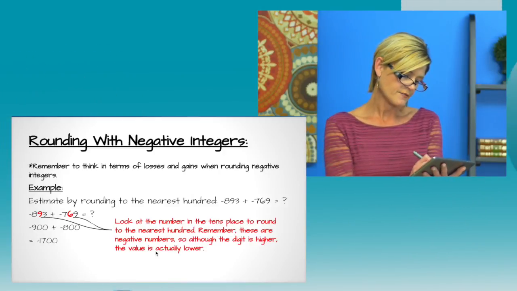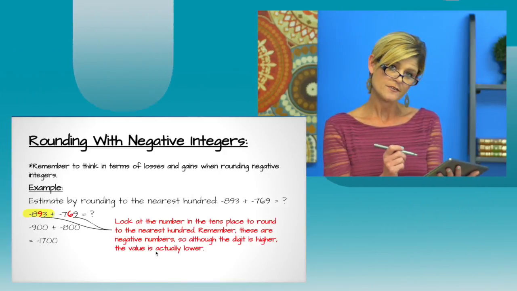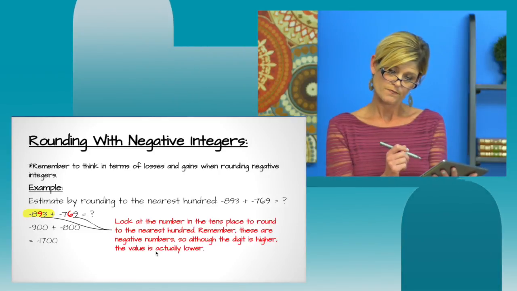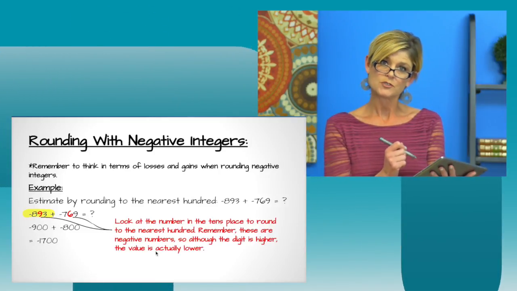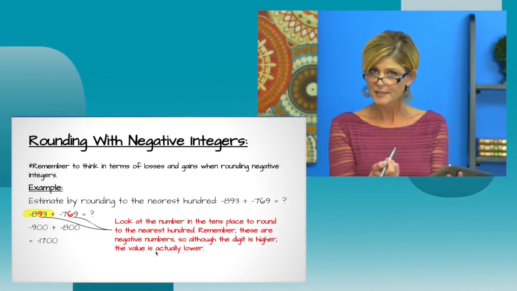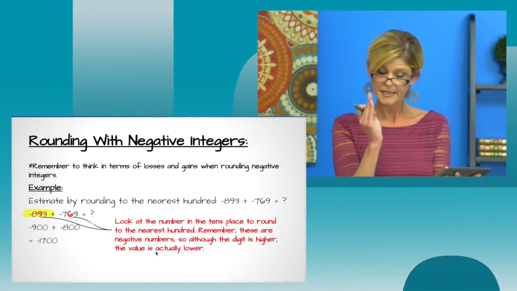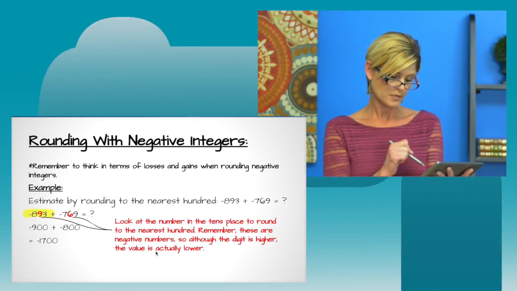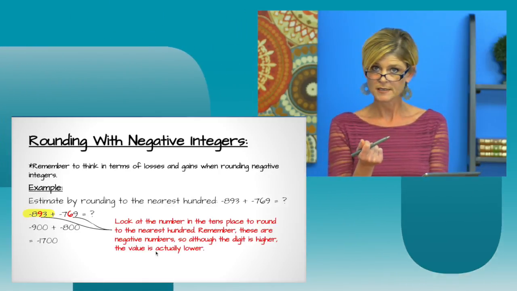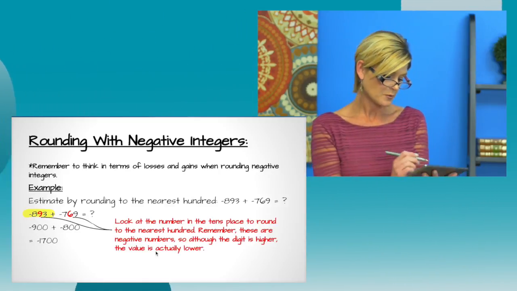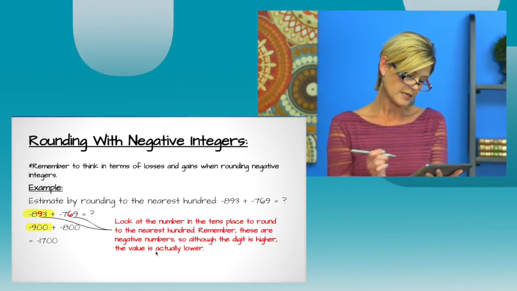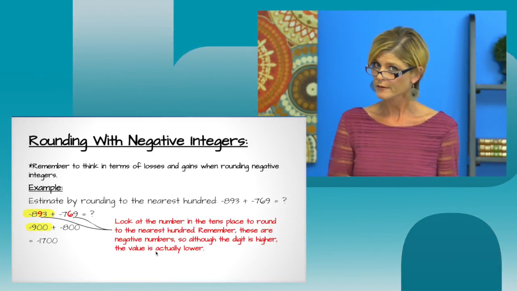Let me give you an example of what I'm talking about. If I have this number here, negative 893, and I'm being asked to round it to the nearest hundred. Again, I'm going to look at the number that is to the right of that number that they're asking me to round to. In this case, I'm looking at a 9 in my tens place, and I'm going to round up to negative 900.